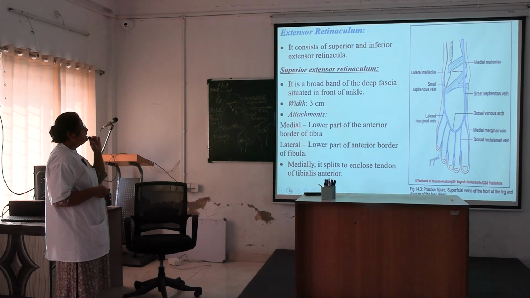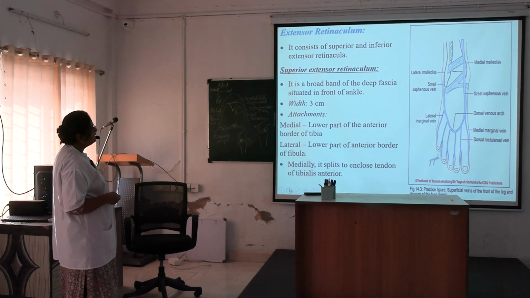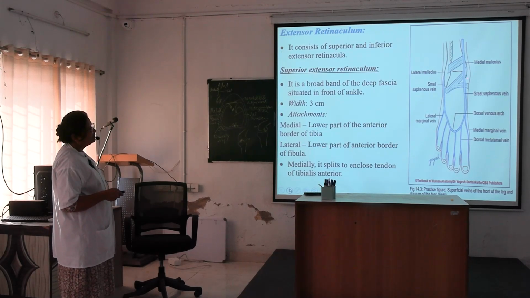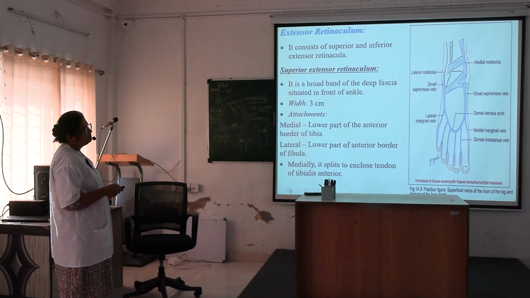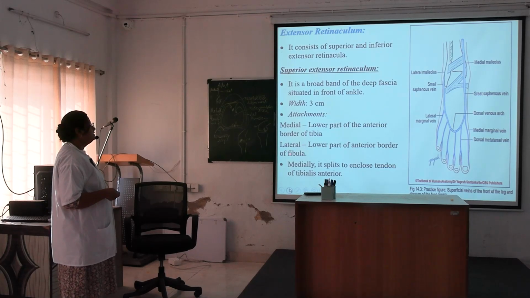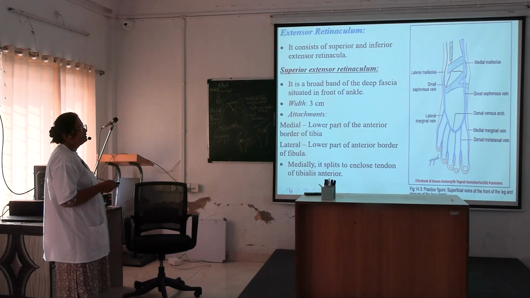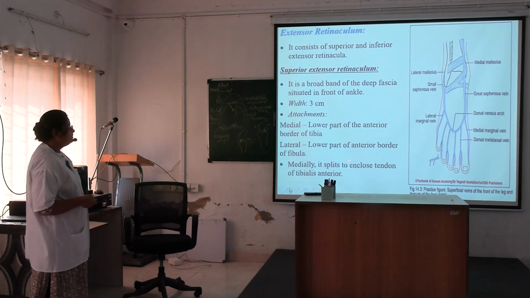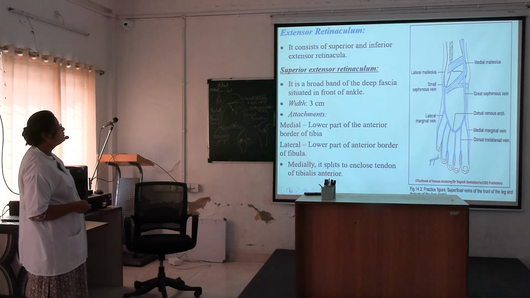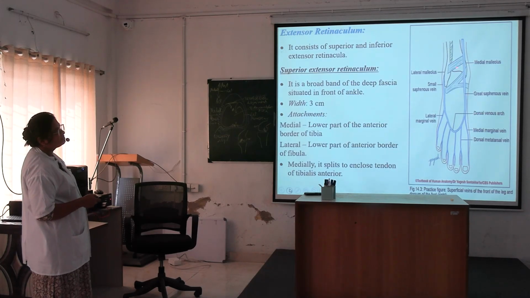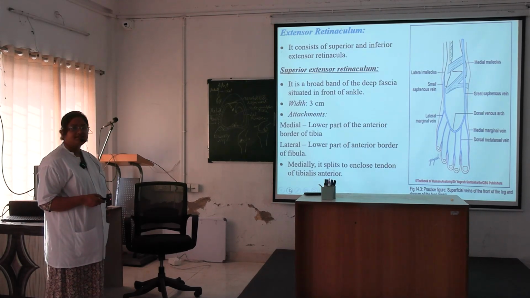Attachment medially it is attached to the lower part of anterior border of tibia. Here is the lower part of anterior border of the tibia, and laterally attached over the lower part of anterior border of the fibula here. And medially it splits to enclose the tendon of tibialis anterior. Here it splits to enclose tendon of tibialis anterior.